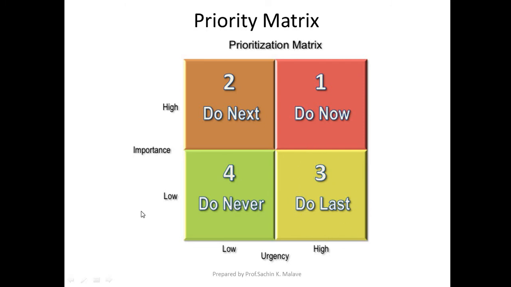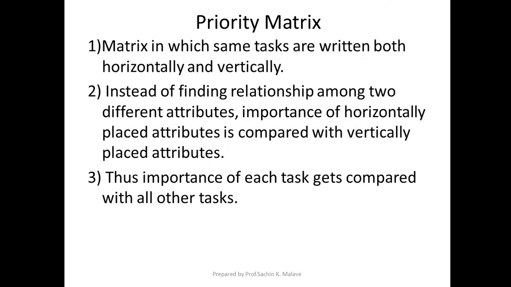And the fourth priority is low importance and low urgency. You should do it never. So low importance and low urgency, this is called matrix data analysis, which is a decision making tool. Information related to this is given.